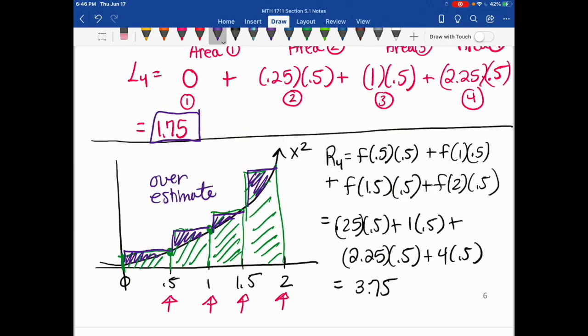So if I were to make a guess and try to get more accurate with my area, since I know 1.75 from our left endpoint approximation is an underestimate, and I know that 3.75 from our right endpoint estimate is an overestimate, I can guess that my actual area is going to be somewhere between 1.75 and 3.75.